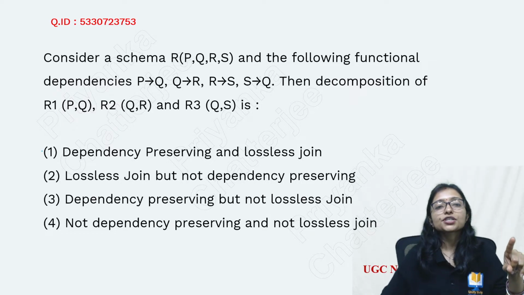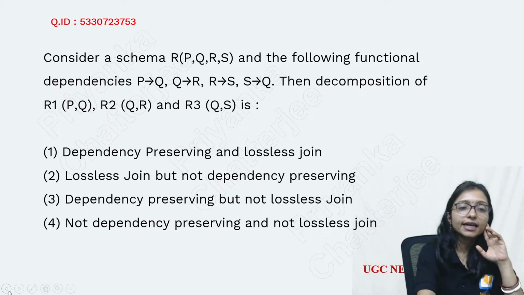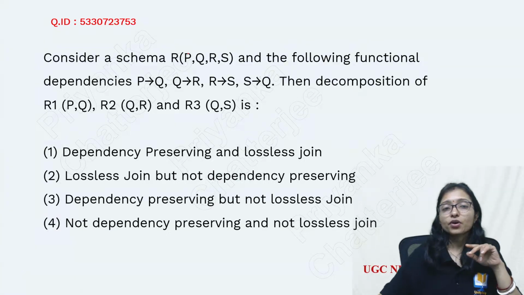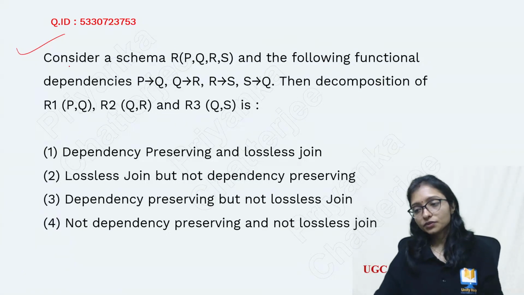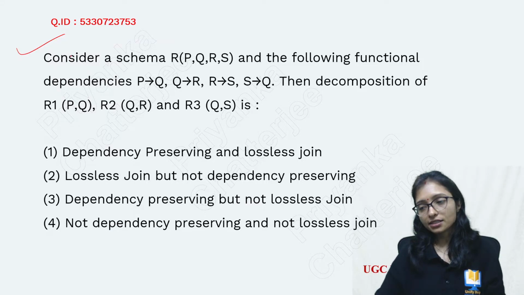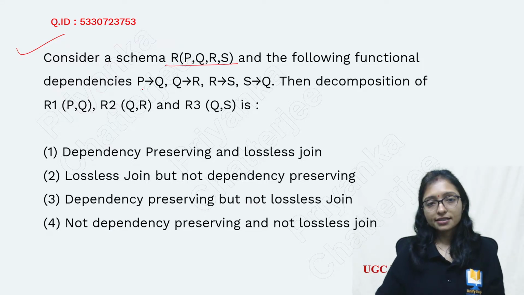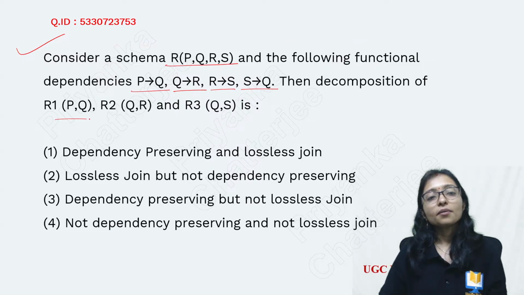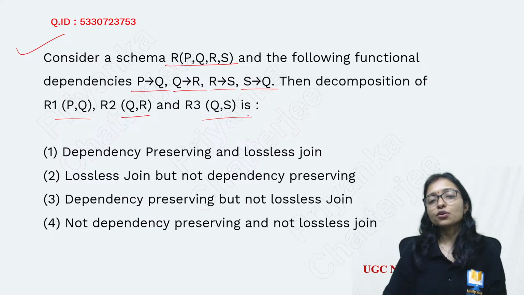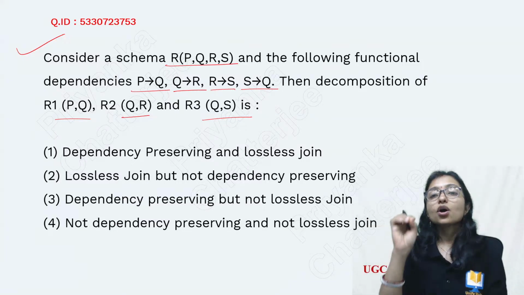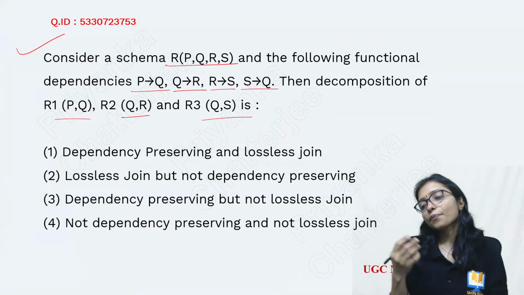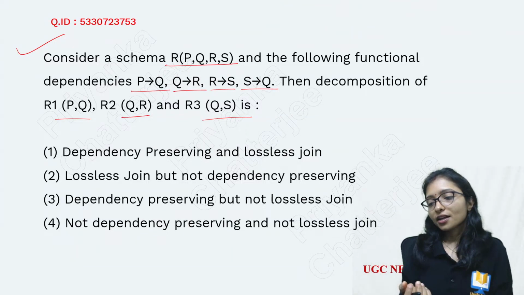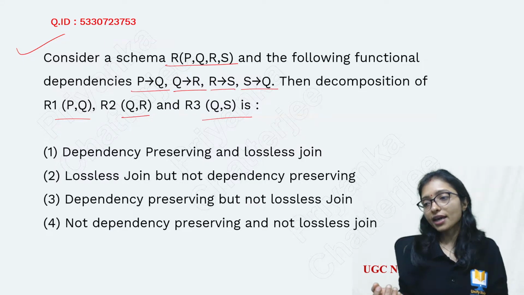Same type of question, this one. Now you can easily tell me what will be the answer for this. P implies Q, Q implies R, R implies S, S implies Q. Same type of question, only instead of ABCD they put PQRS. Now tell me what is the answer. Everyone can answer, right?